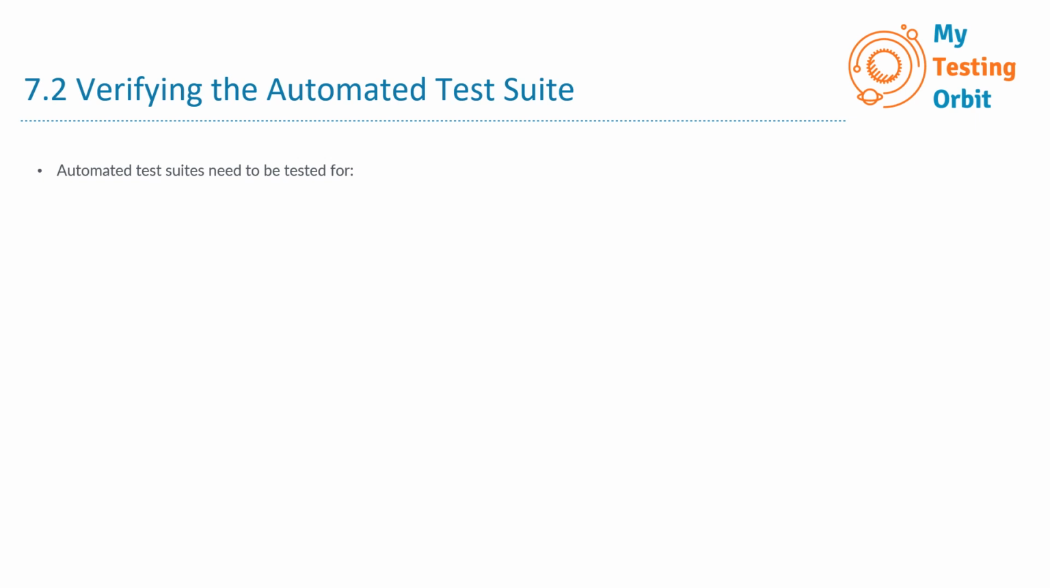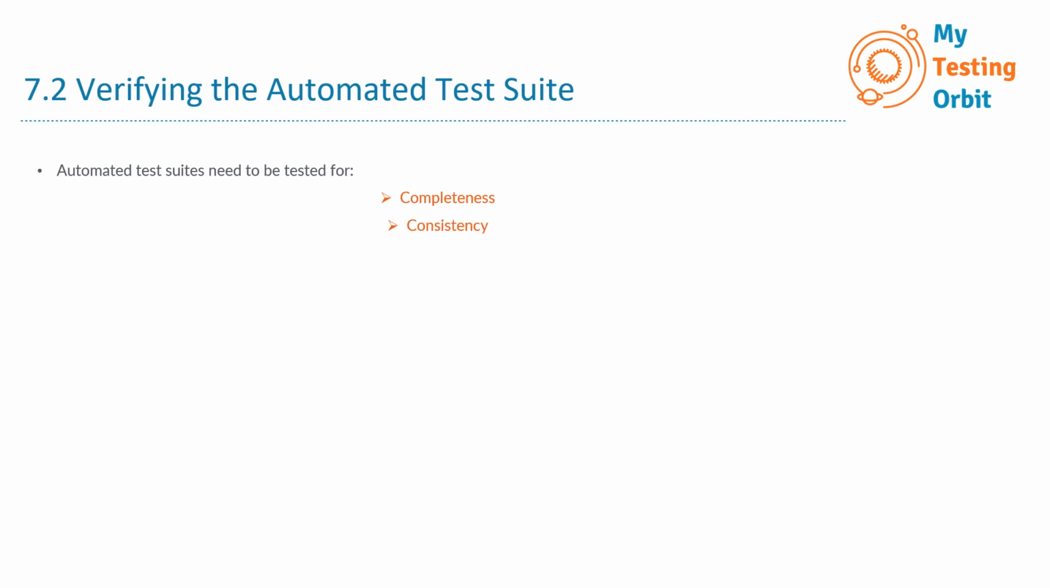Automated test suites need to be tested for completeness. This is making sure that all essential functionalities and scenarios are covered in the automated test suite, because lack of coverage can miss critical issues, which can then impact the software reliability.